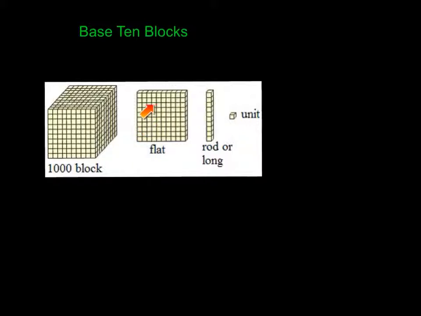Then we have our flat. A flat is 10 rods put together. And since we know that 10 times 10 is going to be 100, this represents 100 little cubes. And then over here, we have our block, or our big cube, or large cube, which represents 10 flats, or 1,000 units, or small cubes. And we use these to demonstrate place value.